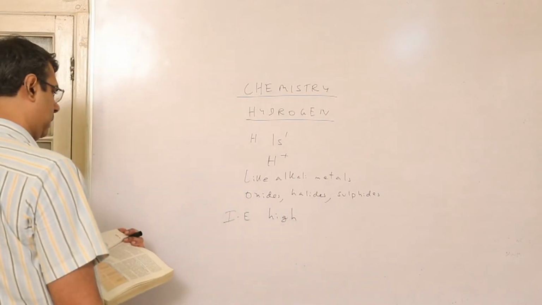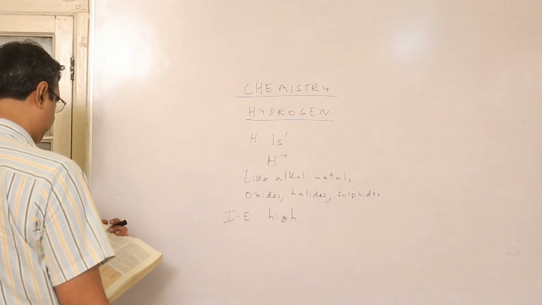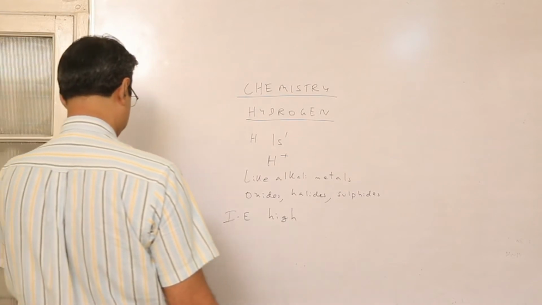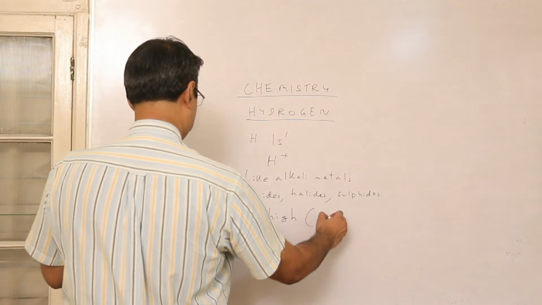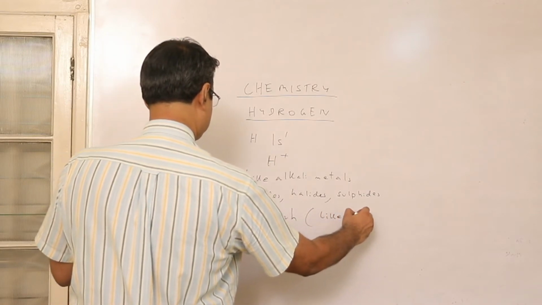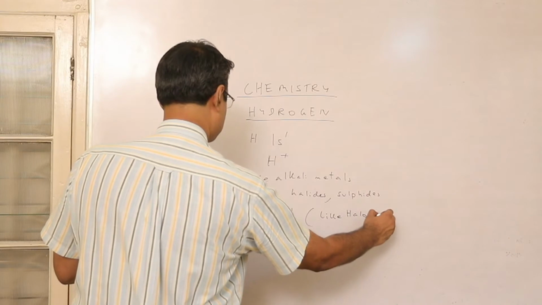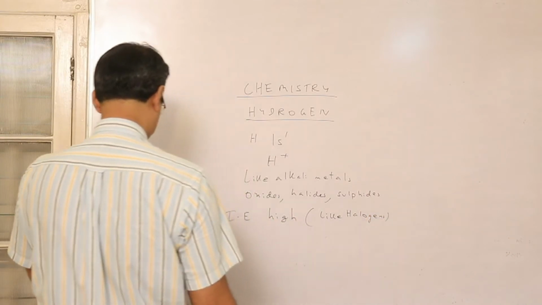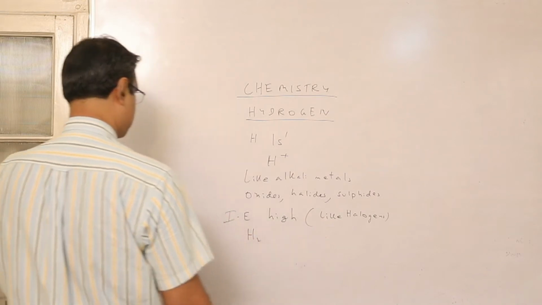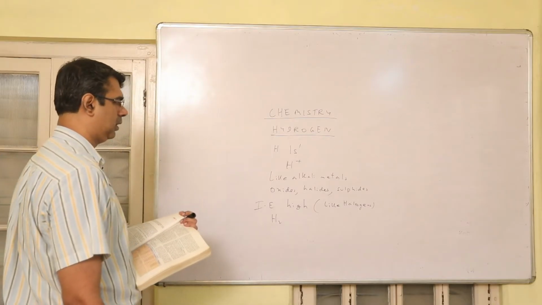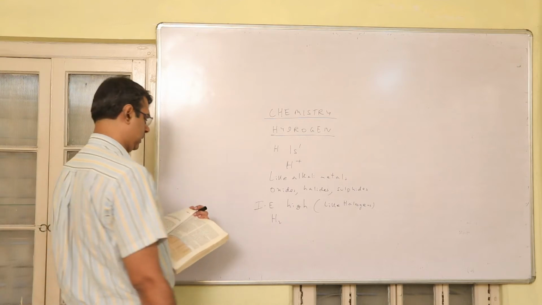The ionization energy of hydrogen is high, and in fact the high ionization energy makes it resemble halogens. Another thing is, like halogens, it forms a diatomic molecule. You are aware that hydrogen is present as H2.